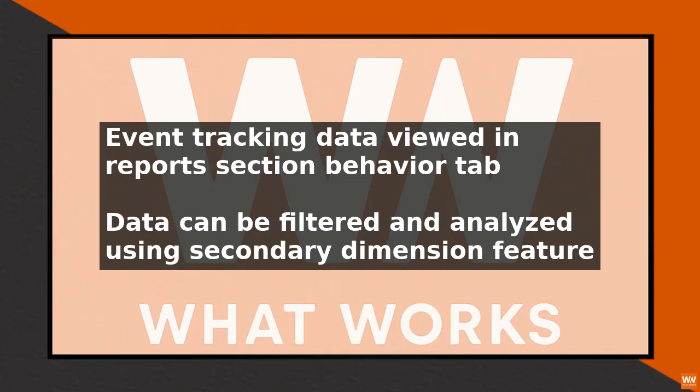You can also use the secondary dimension and filtering features to drill down into specific events and analyze the data in more detail. Best practices for event tracking include using a consistent naming convention, setting up clear and descriptive categories and labels, and testing and verifying that your event tracking is working correctly. By following these steps and best practices, you can use Google Analytics event tracking to gain valuable insights into how users are interacting with your website or application.